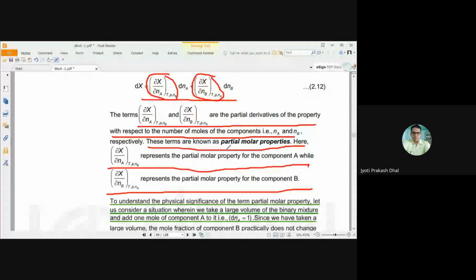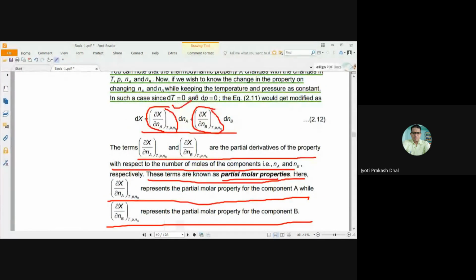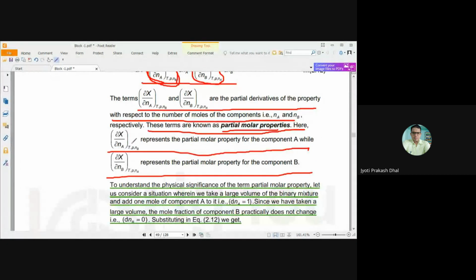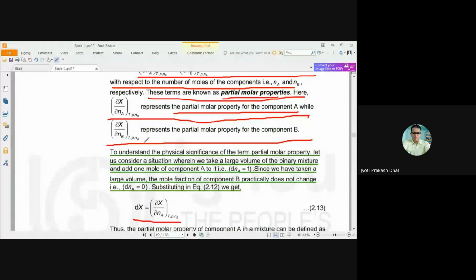So these terms are known as partial molar properties. That means the first and second term of equation 2.12 are both called partial molar properties. So del X by del Na at constant temperature, pressure, and number of moles of B represents the partial molar property of the component A, and similarly del X by del Nb at constant temperature, pressure, and number of moles of A represents the partial molar property of the component B.